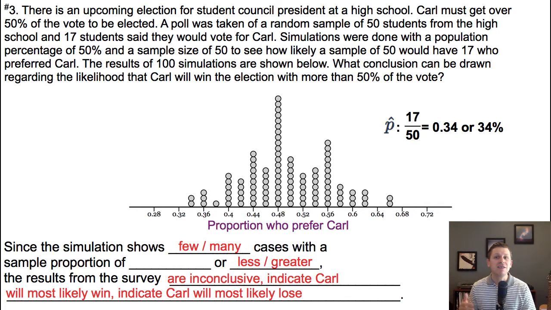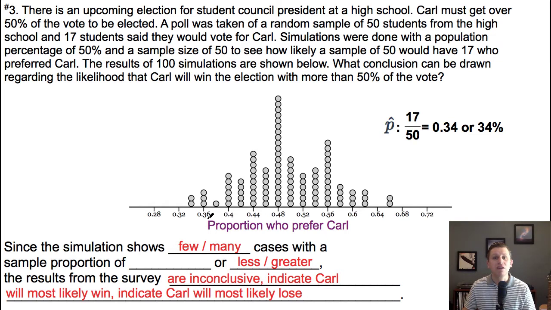We know that Carl needs above 50% of the vote, so based on our sample, it's likely that Carl won't get elected. What we want to know is, is it possible that we actually had 50% of the vote for Carl, but we just asked the wrong 50 students? That's why we run the computer simulation. We run the computer simulation based on having 50% of the vote, and we did that 100 times. Each one of these 100 dots represents the results of a computer simulation.